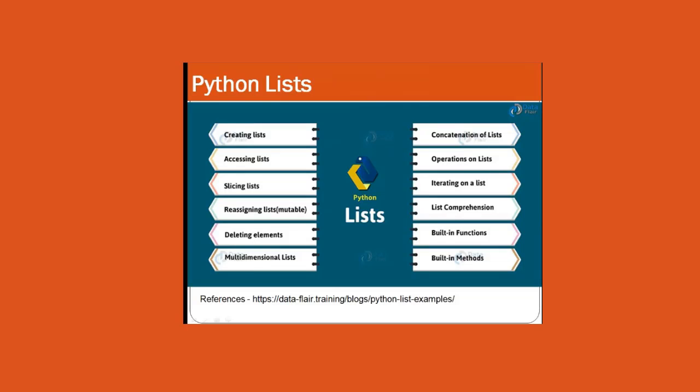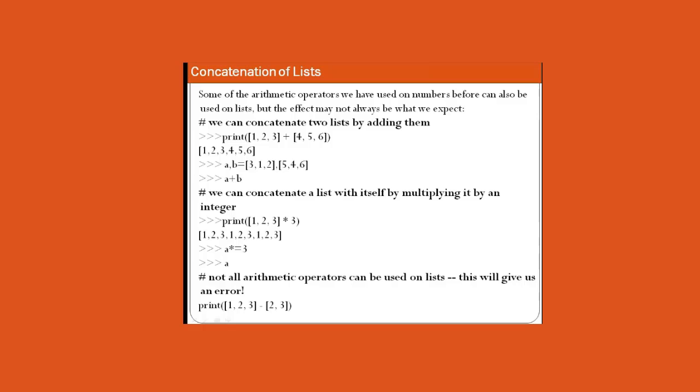Now we are moving towards the concatenation of lists. Some of the arithmetic operators we have used on numbers before can also be used on lists, but the way they affect them may not be what we are expecting. So let's see, we can concatenate two lists by adding them. You are putting the plus sign over here. This is your first list, this is your other list. It will not add these numbers. It is just putting the elements one after another. This is concatenation.